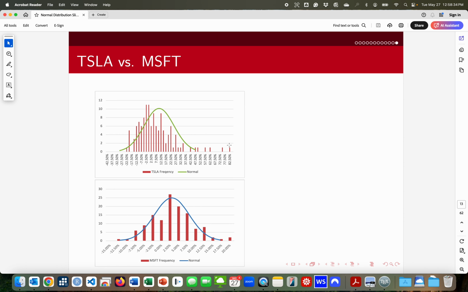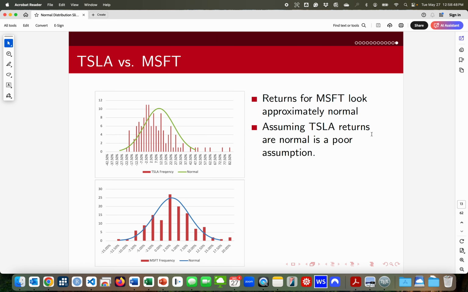It could be that these outliers are the reason the mean of the normal distribution isn't perfectly matching up with where the largest mass of the actual observed values fall. So Microsoft looks approximately normal. Assuming Tesla returns are normal may be a poor assumption and may lead to some imprecise inference. So I'll follow this up with a video in Excel showing you how to use the normal distribution and how to work with the functions in Excel for the normal distribution.